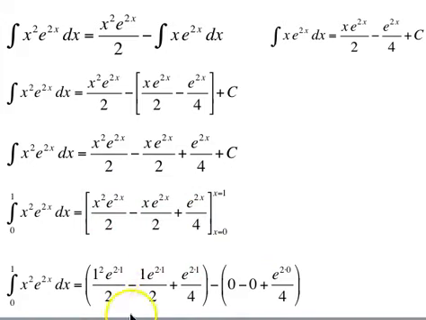So again, these first two things are exactly the same. 1 e squared over 2, they cancel. This first parentheses just gives me e squared over 4. This gives me e to the 0 over 4, which is 1 over 4. So my answer is e squared over 4 minus 1/4.